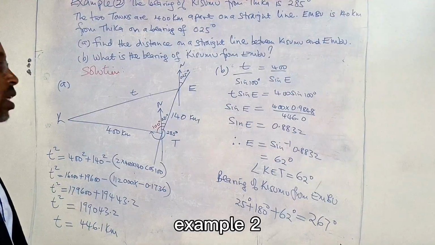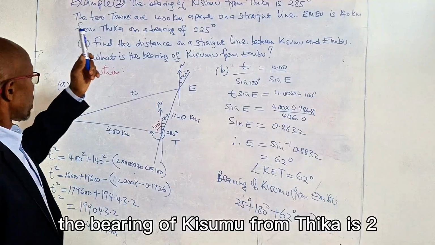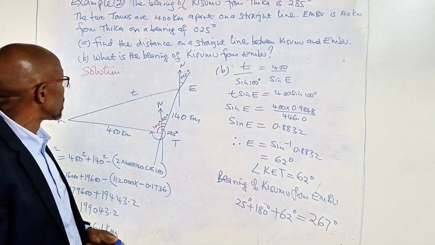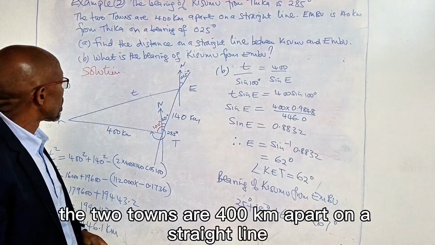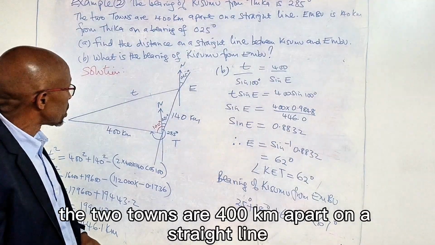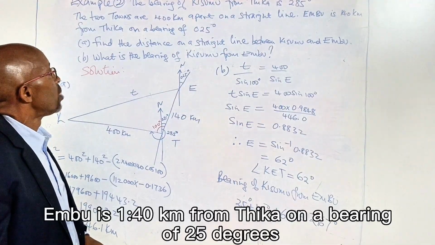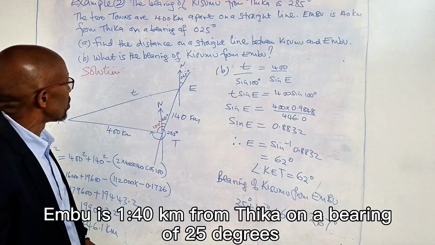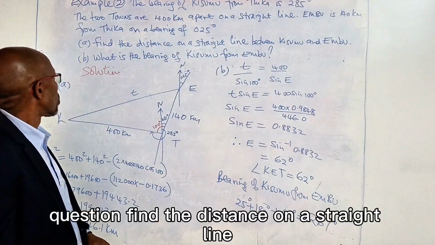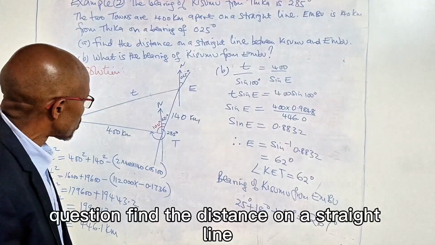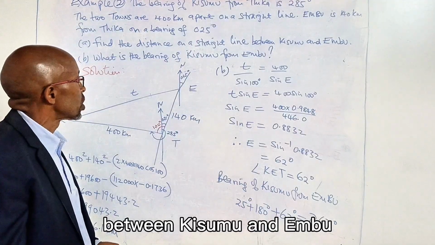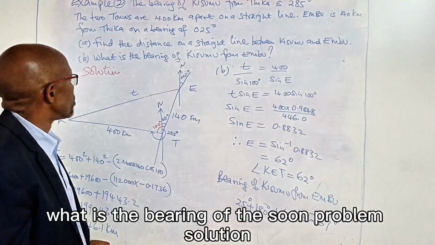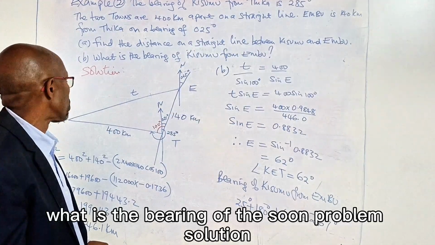Example 2. The bearing of Kisumu from Thika is 285 degrees. The two towns are 400 kilometers apart on a straight line. Embu is 140 kilometers from Thika on a bearing of 25 degrees. Question: find the distance on a straight line between Kisumu and Embu. What is the bearing of Kisumu from Embu?